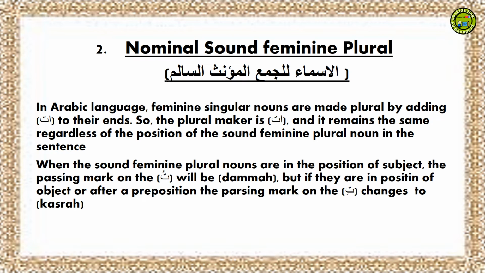2. Nominal sound feminine plural, الأسماء لجمع المؤنث السالم. In Arabic language, feminine singular nouns are made plural by adding alif and ta to their ends. So the plural marker is alif and ta, and it remains the same regardless of the position of the sound feminine plural noun in the sentence. When the sound feminine plural noun is in the position of subject, the parsing mark on the ta will be dhamma. But if they are in position of object or after a preposition, the parsing mark on the ta changes to kasra.